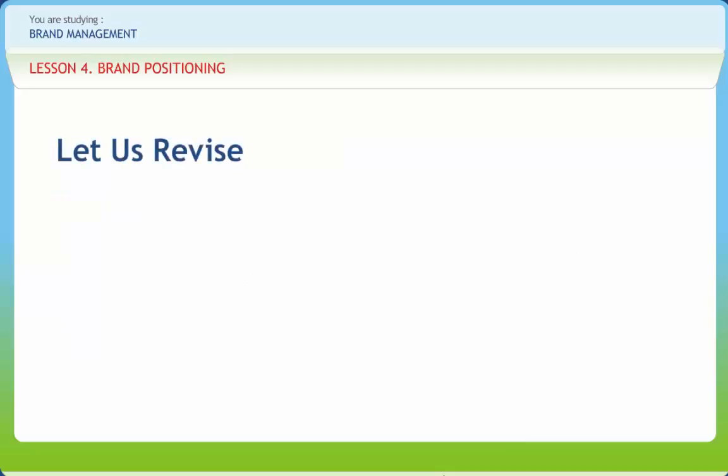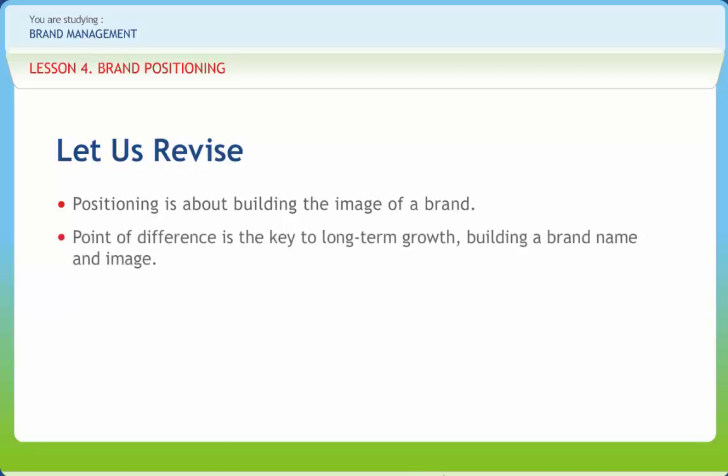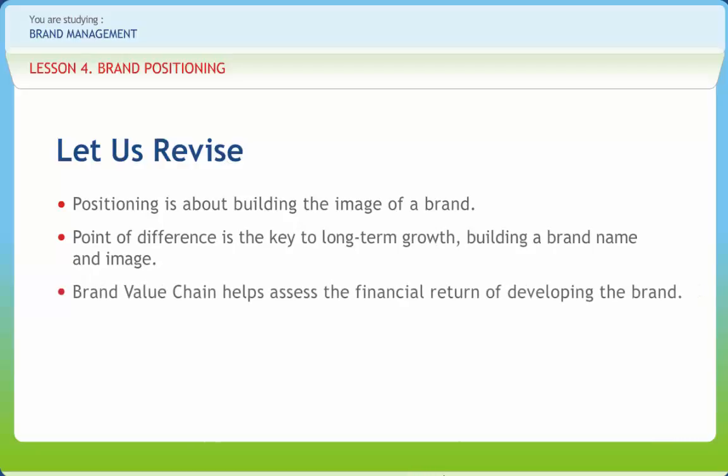Before we end, let us briefly revise what we have studied so far. Positioning is about building the image of a brand. It is about how the brand is going to be perceived in the market. A powerful brand position should be believable, understandable, unique and compelling, aspirationally attainable, admirable and endearing, difficult to emulate, timeless, enduring and extendable. Point of difference is the key to long-term growth, building a brand name and image. Brand value chain helps assess the financial return of developing the brand.